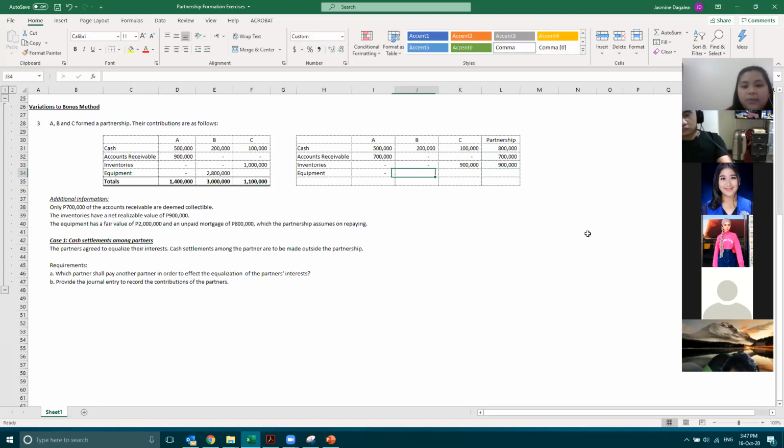Magkano yung value ng equipment? 2 million. 1,200,000. The fair value, ano yung fair value ng equipment? 2 million, ma'am. 2 million.